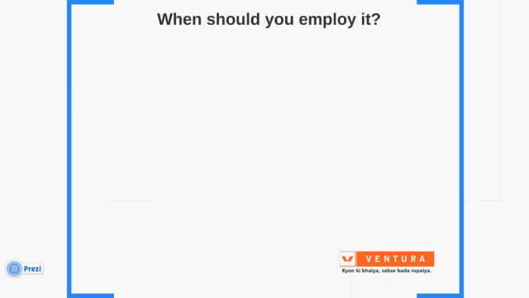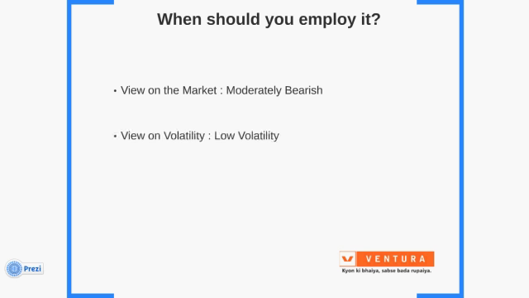Now, when should you employ a bear put spread? The most essential condition, as you may have figured out by now, is that you expect the market to go down a little. You must be marginally bearish about the market. Another equally important criteria is that you expect the market not to move much until your puts expire.